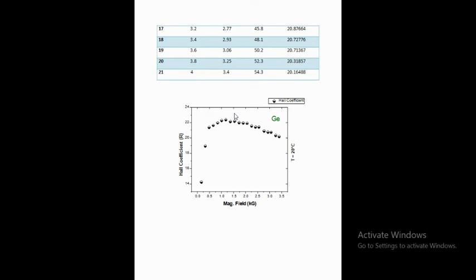As we increase the applied magnetic field, the Lorentz force becomes much stronger, and up to the magnetic field 1.23 kilogauss, we got the full strength of magnetic field that will accumulate all the free charges present in the sample. In that region we got a maximum peak in the Hall coefficient. After that, when we increase the magnetic field more, the Hall coefficient slowly becomes lesser.